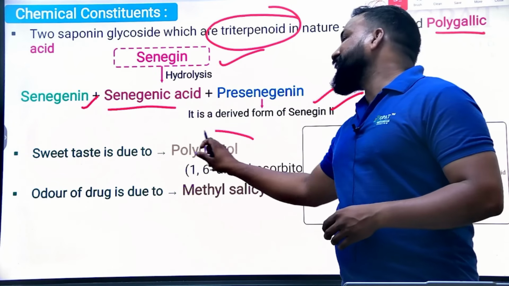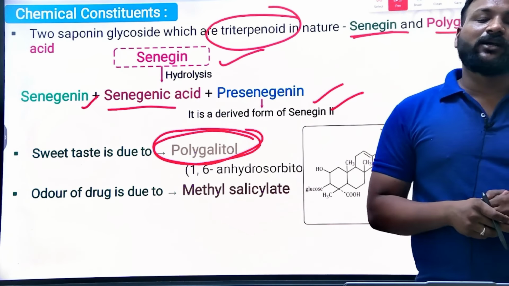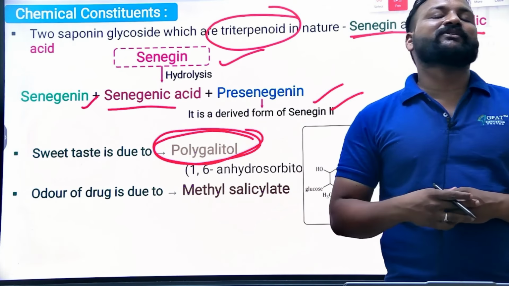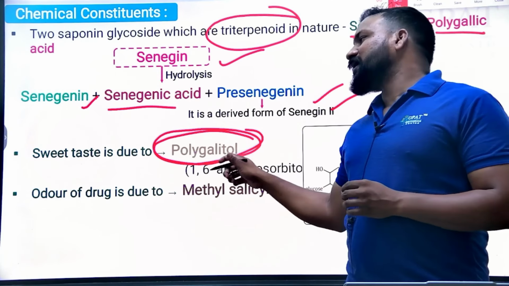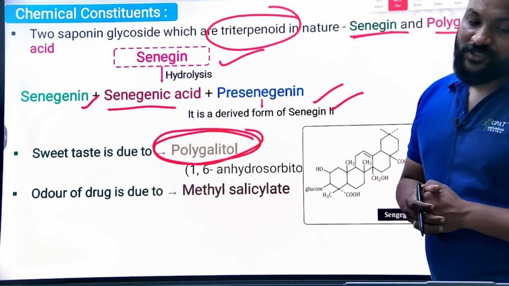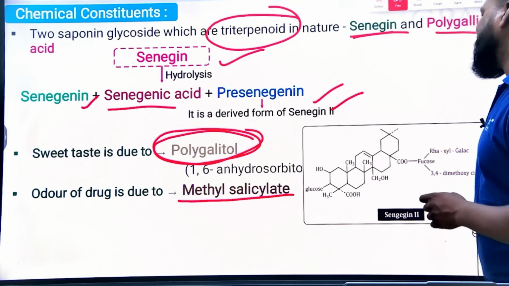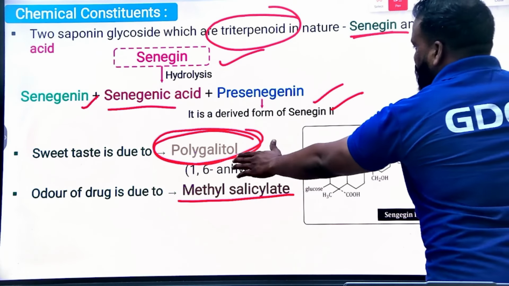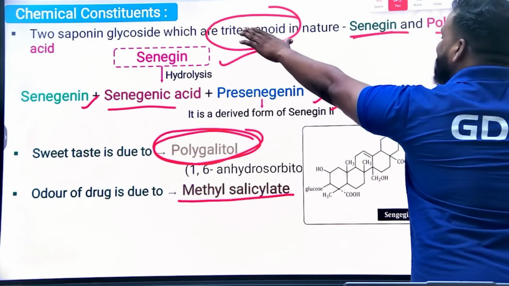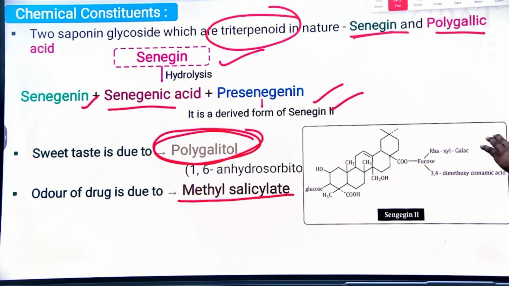But the sweet taste, this is very, very important. They'll ask you which of the following is responsible for the sweet taste. Polygalitol is responsible for the sweet taste of the Senega root. And the odor is due to the methyl salicylate. The odor of the fertile help is due to the methyl salicylate. Very, very important, this feature and this point. Triterpenoidal saponin glycosides are senegin and polygalic acid, but the sweet taste is due to polygalitol.